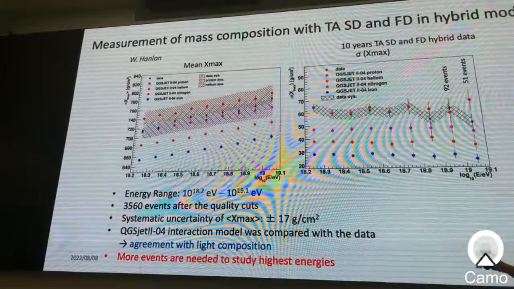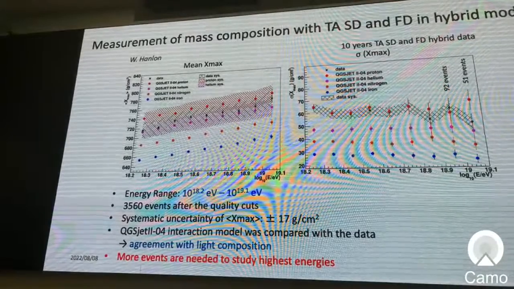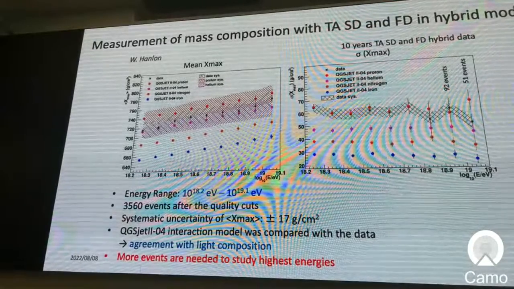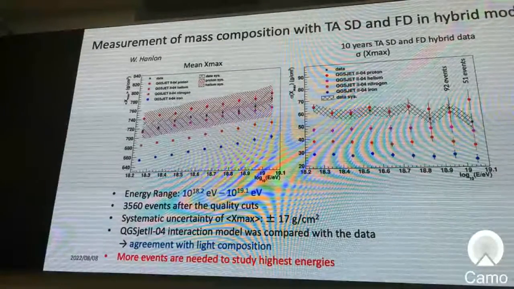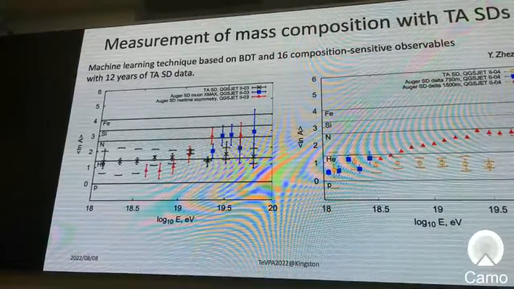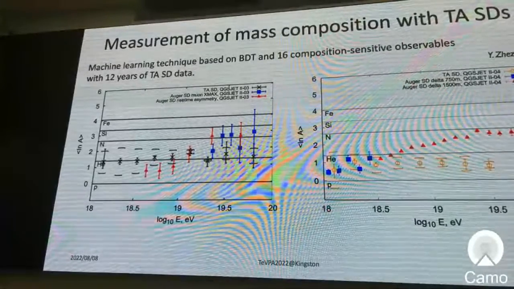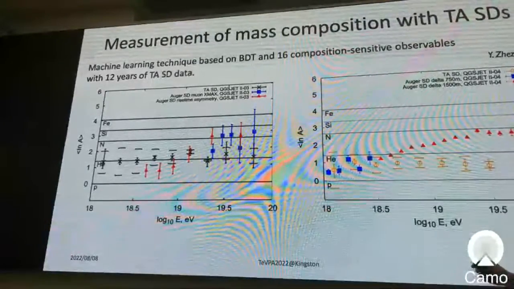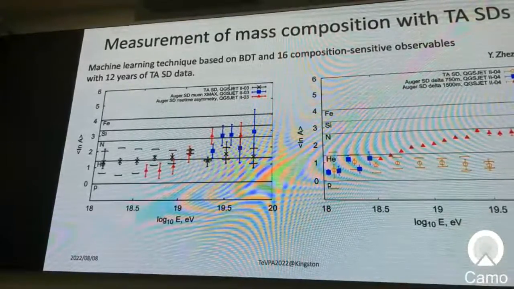But so far, we compare the QGSJET-II-04 interaction model expectation with the data. And as we can see from this result, the data agree with light composition. And also using a new technique with TASD, for each event the resolution is worse than Xmax, but the statistics are better than FD. So this technique is also conducted.